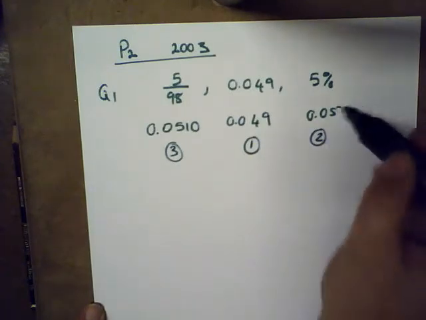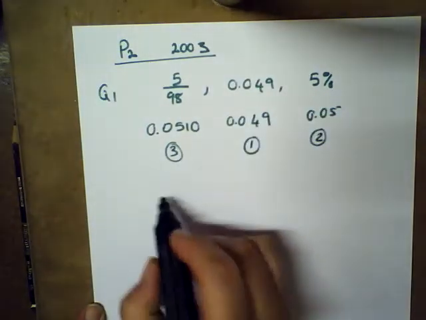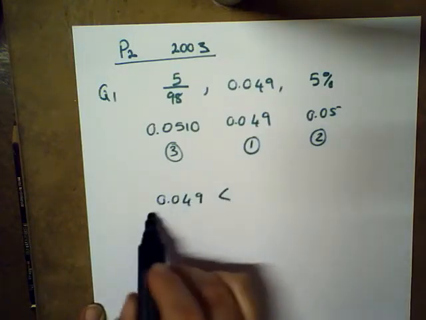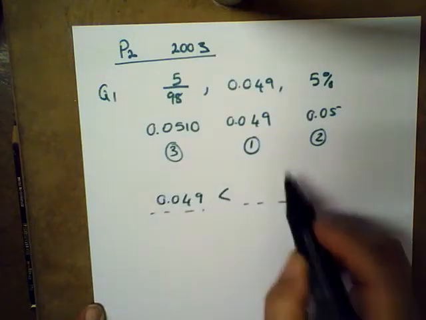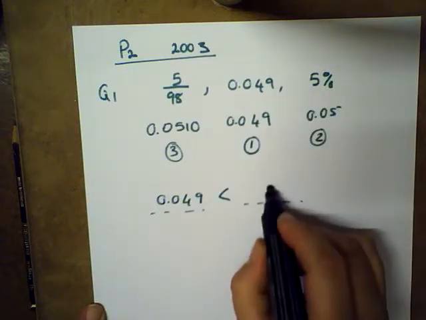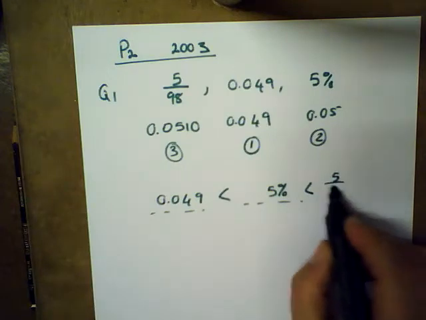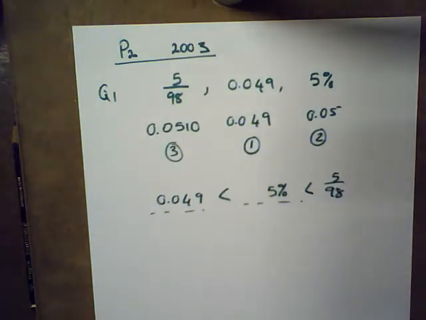Now, write the original value down. So it would be 0.049, and that's on the dotted lines. Number 2 is the 5%, and number 3 is the 5 over 98. And we are done. 1 mark. In this paper it was with 2 marks. I should say this is a 1 mark question.